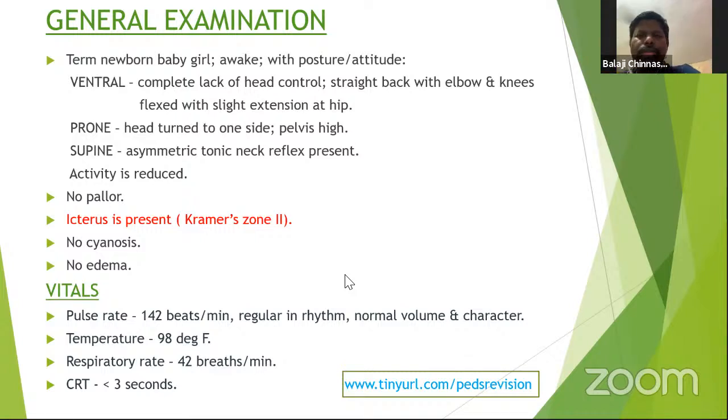Okay, so what is your interpretation of the vitals? The pulse rate normally in a newborn is 110 to 160 beats per minute. Yes, sir. And here it is 142, so it is in the normal range. And the temperature must be about 36.5 to 37.5 degrees Celsius. And the respiratory rate should be about 40 breaths per minute. So when will you say tachypnea?